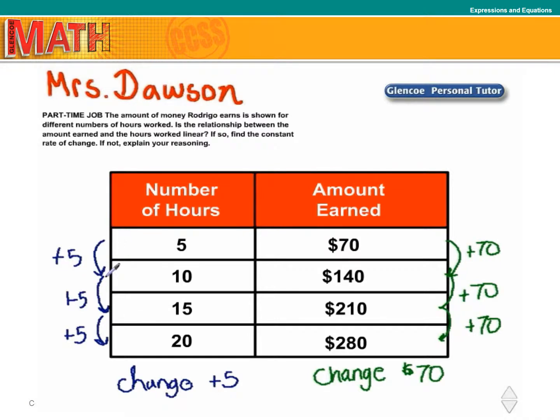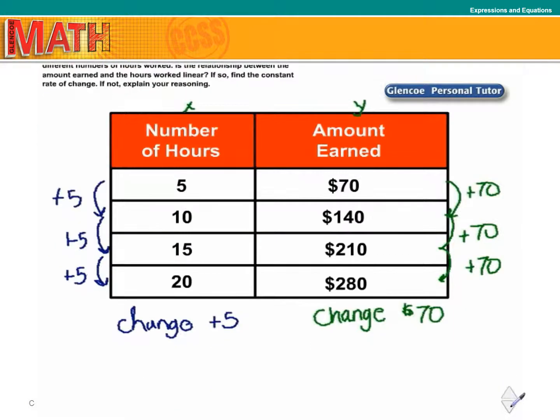Because our change in x was a constant 5, we'll call this an x, and our change in the amount of money earned was a constant 70, which we typically would call a y, we can find that it is linear. Once again, we have a constant change of 5, and here we have a constant change of 70. The rate of change is constant, so it is linear.